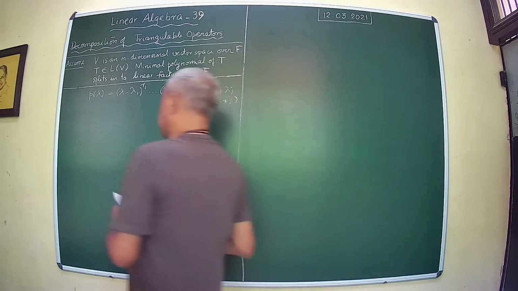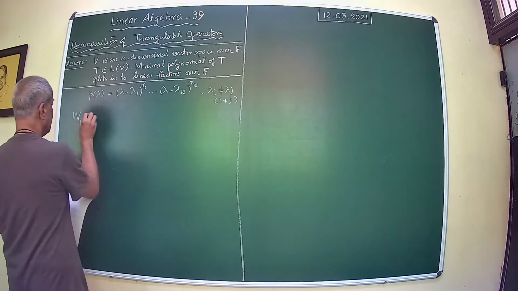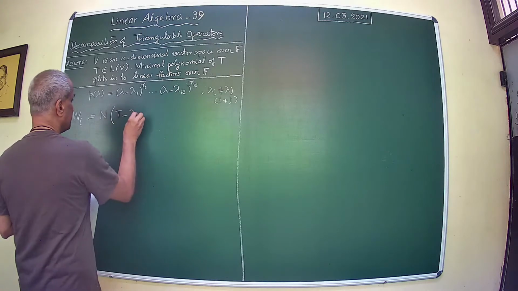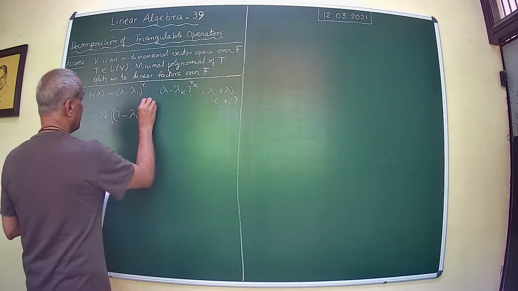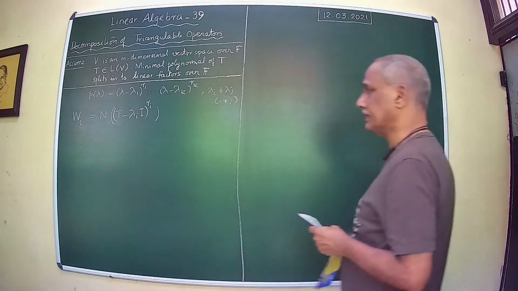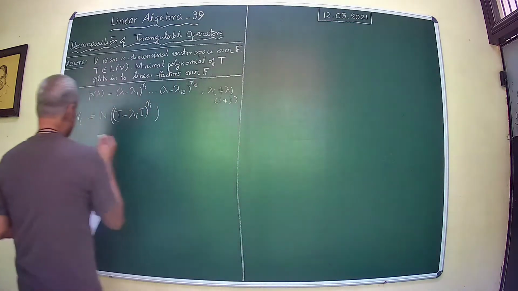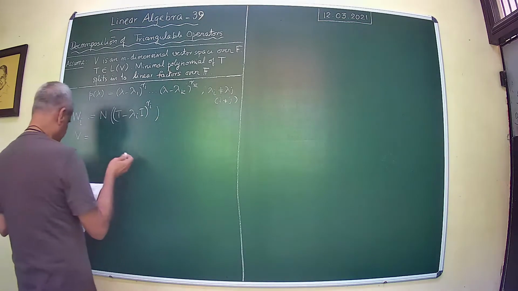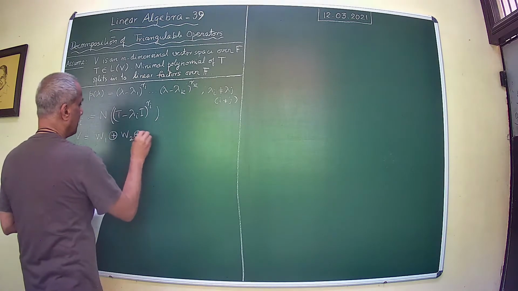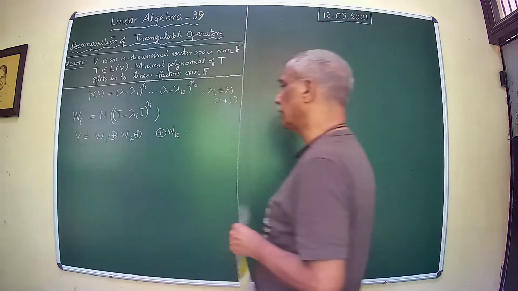Now we just recall, for the sake of completeness, that we define Wi to be the null space of (T minus lambda i I) to the power ri. Then of course one can show that V equal to this is the part of the primary decomposition theorem. This is the direct sum of W1, W2, etc.